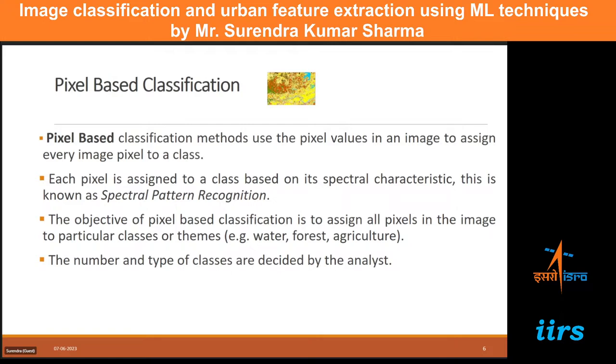So the objective of pixel-based classification is to assign all the pixels in the image to a particular class or theme. It may be different classes like built-up, forest, vegetation, agriculture. And the number of classes and type of class are all decided by the analyst, or it depends upon the application for which we need it. So it totally depends upon us, who is doing the classification.